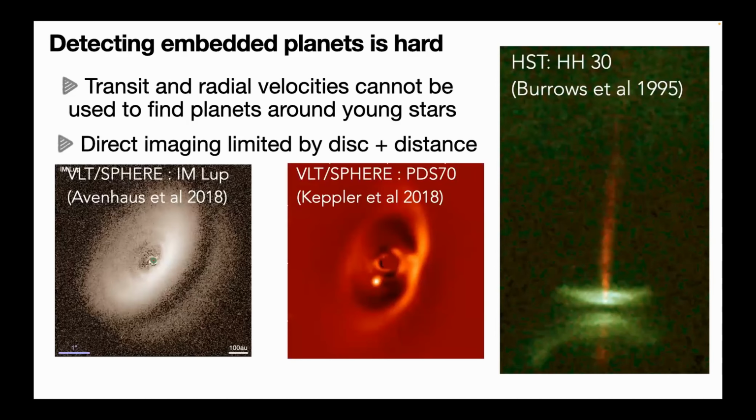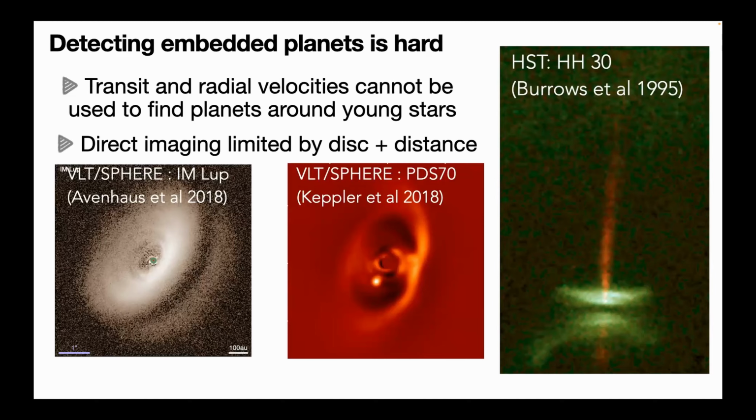What could we use instead? Well, we could use direct imaging, but direct imaging is very tricky because most star-forming regions are quite far, typically 150 parsecs, which is much further away than the planets that are usually detected by direct imaging. In some cases, you can be very lucky. This is a famous detection of PDS 70, a disk with a big cavity, where two protoplanets have been detected.